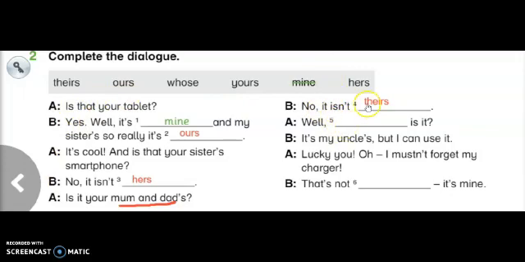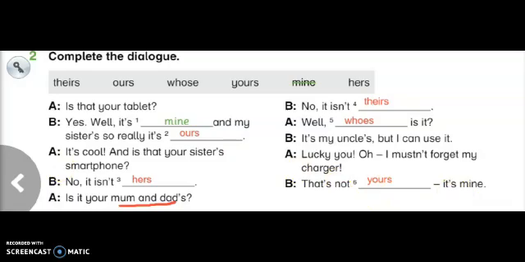And here we have to use the WH word that we use to ask about possessive pronouns, which is whose. Whose is it? B. It's my uncle's, but I can use it. A. Lucky you. Oh, I mustn't forget my charger. B. That's not yours, it's mine. Because you are talking to another person, you have to use yours.